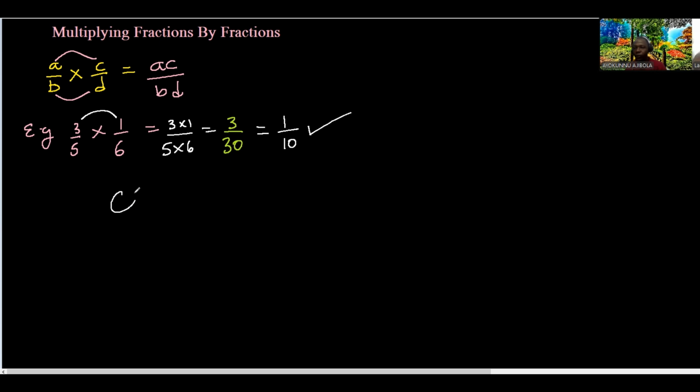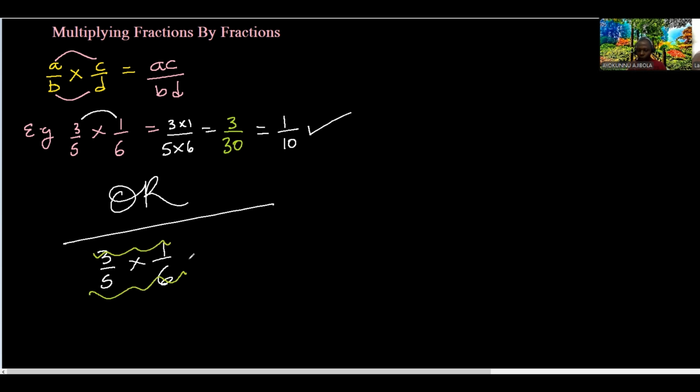Okay. So instead of going this method, I can do it another way. Instead of multiplying and multiplying, I can say, I have 3 over 5 times 1 over 6. I'll just think about it and say, is there any number at the top that can divide any number at the bottom? Check. Is there any number at the top that can divide any number at the bottom? Check it. I don't understand what you mean. Okay, is there any number at the top that is a multiple of a number at the bottom?